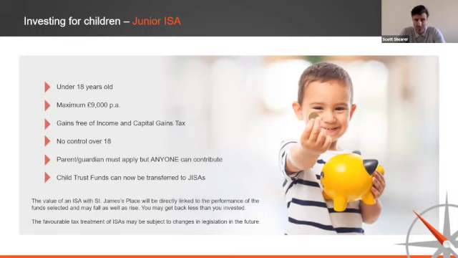These, as it says in the slide there, do need to be set up by a parent or a guardian. Anyone can contribute. You can contribute a maximum of £9,000 per year. And again, much like the ISAs, the gains are free of income and capital gains tax. And your children or grandkids need to be under 18 years old. So that's a little extension to it for anyone who's wanting to think about that.